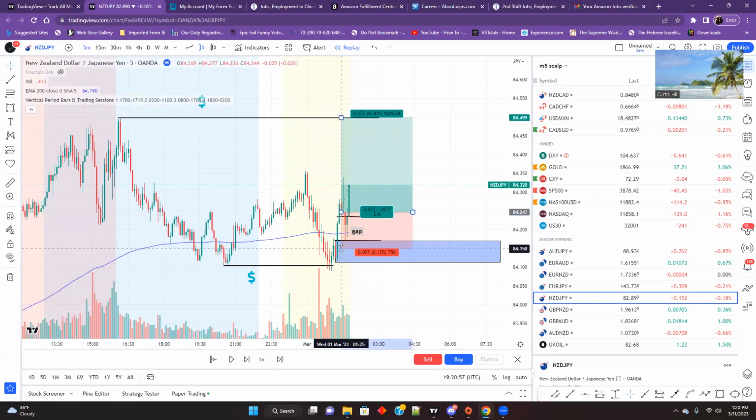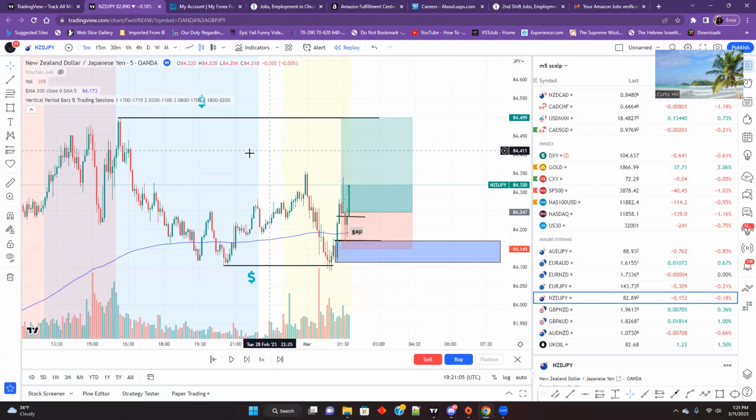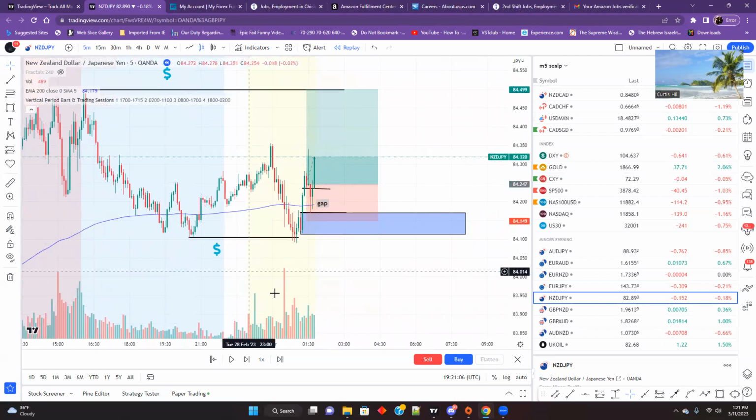You can put the stop loss right here, below the wick, because sometimes I do that, or you can just keep it at the zone. I usually put it at the wick, and we go from there. Let's see what happens.